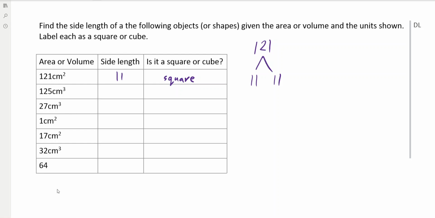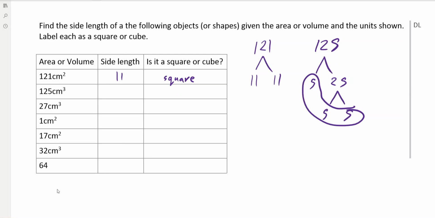Okay, what you could do for the next one though, 125, you can do another prime factor tree, so 5 and 25, and then 5 and 5, and because there are 3 of them, that makes it a cube, and so the answer is 5, because there's one group of 3, and it's a 5.